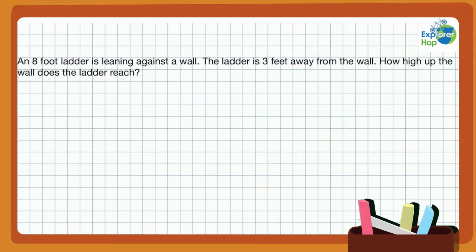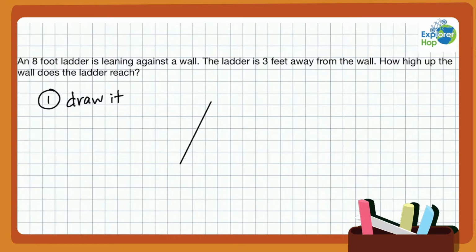Today we're told that an 8-foot ladder is leaning against a wall and it's 3 feet away from the wall, and our job is to find out how high up the wall the ladder reaches. So first thing we're going to do is draw this scenario. Drawing it will help us visualize and make it easier to solve the actual problem.